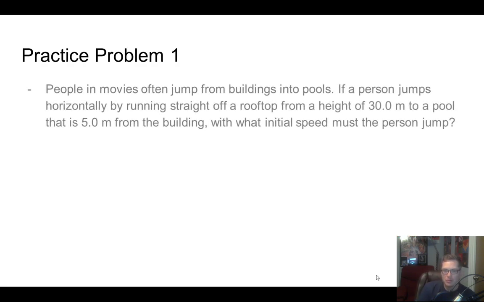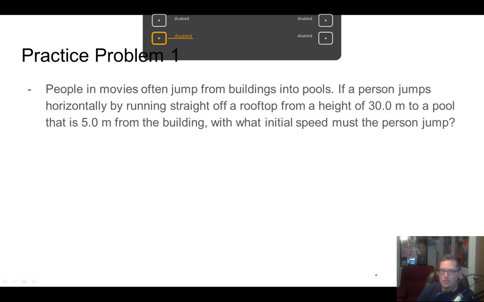All right, practice problem 1. This is very similar to the diagram I just drew. People in movies often jump from buildings into pools. If a person jumps horizontally by running straight off a rooftop from a height of 30.0 meters to a pool that is 5.0 meters from the building, what was the initial speed the person must jump?